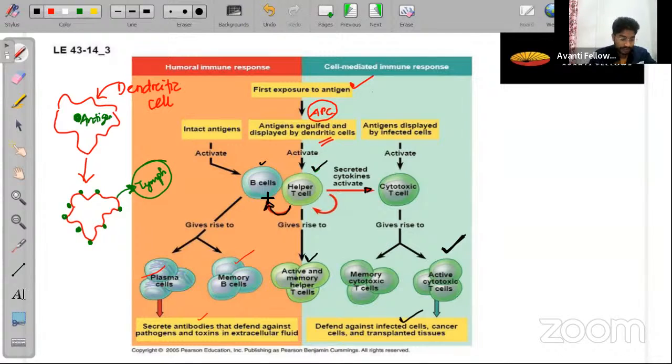Whereas the B cell is now again going to divide into two different categories. Its activation will give rise to two different categories, that memory B cell and plasma B cell. Memory B cell will be collecting the memory, and plasma B cell is going to produce or secrete antibodies, right?